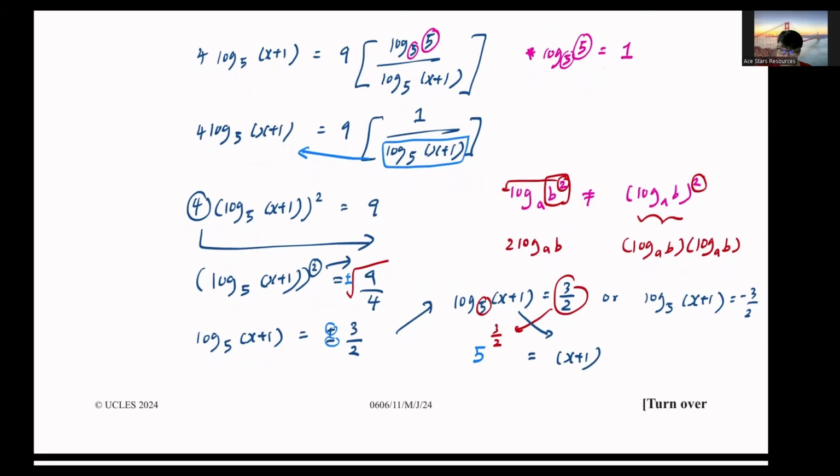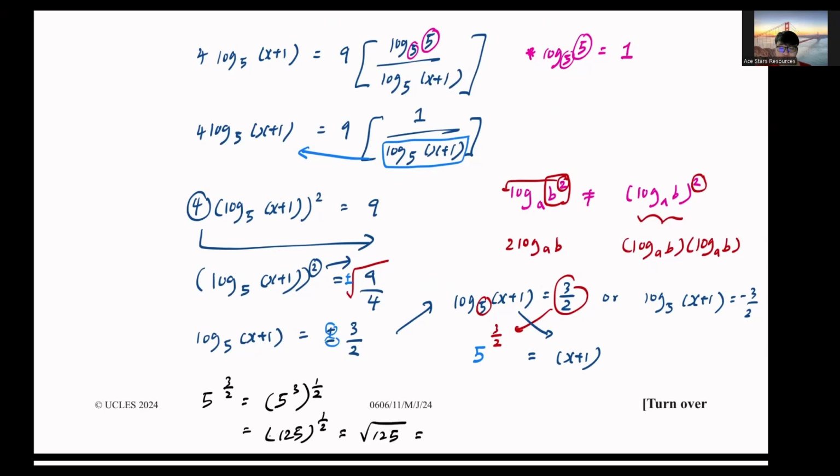And just a quick note, 5 to the power of 3 over 2, you can actually rewrite as 5 to the power of 3, then 1 over 2 on the outside. So technically 5 to the power of 3 is 125, and the power of 1 over 2 is just the square root of 125.